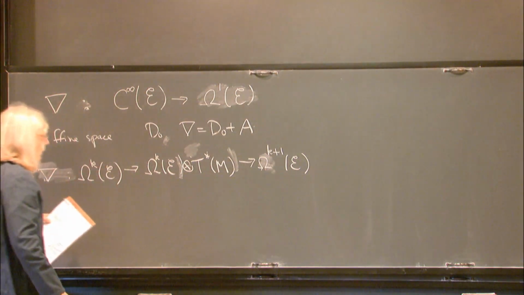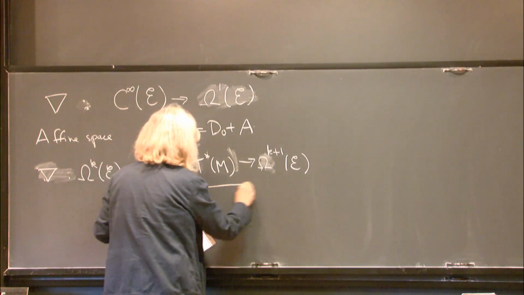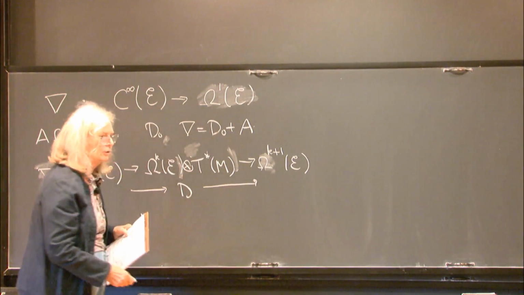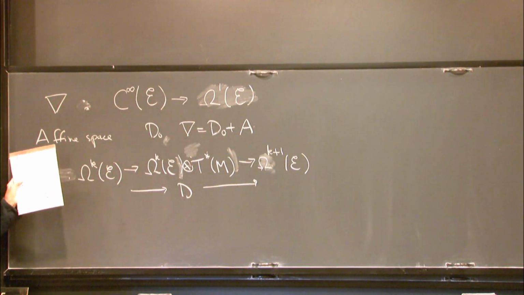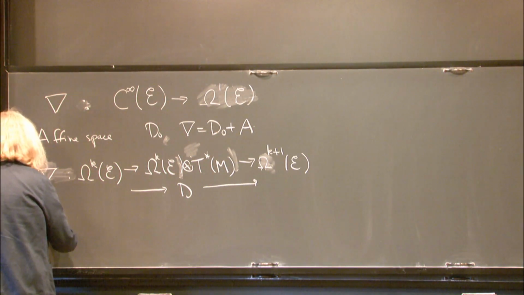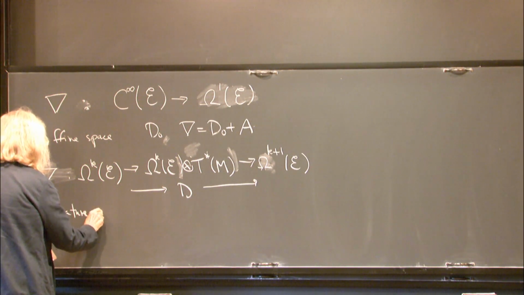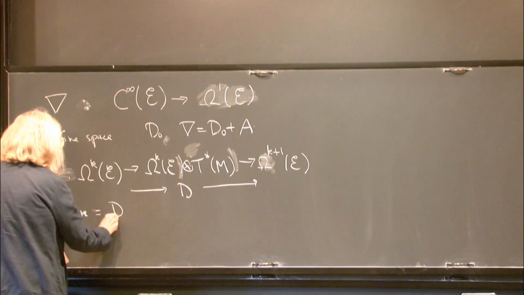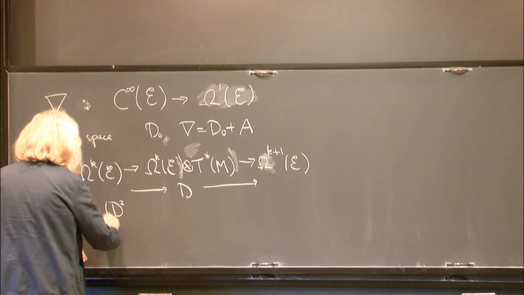Okay. So we'll call this composition D, which is your exterior differentiation. And it's very important that it's not the same as nabla, okay? So we really want to distinguish what they do. And the curvature is equal to D squared.